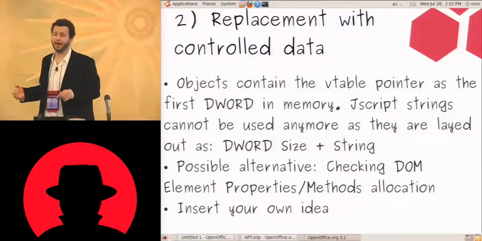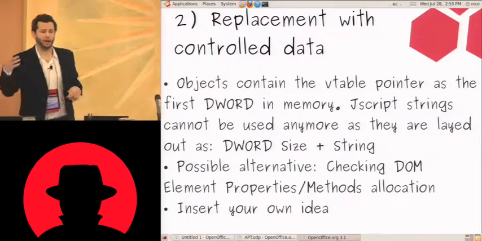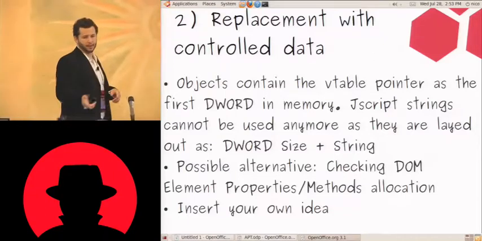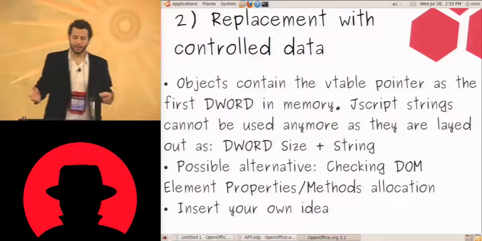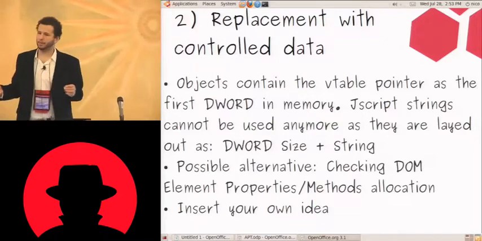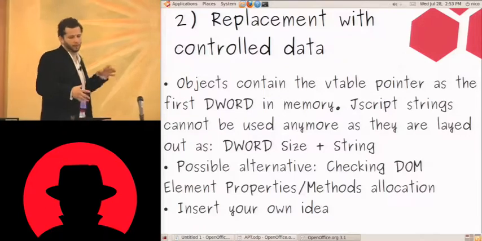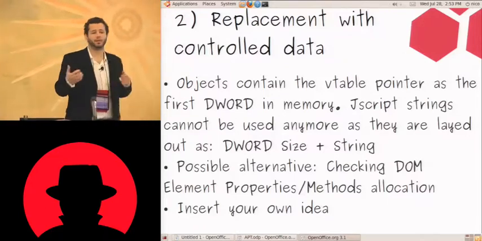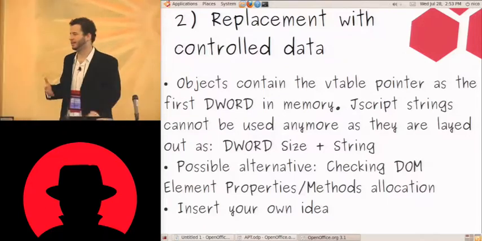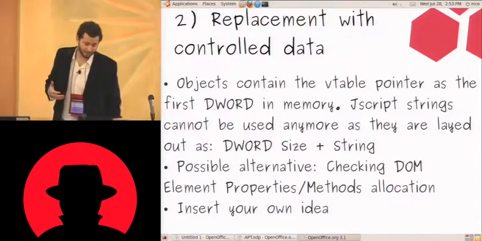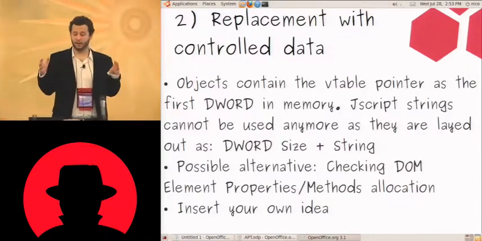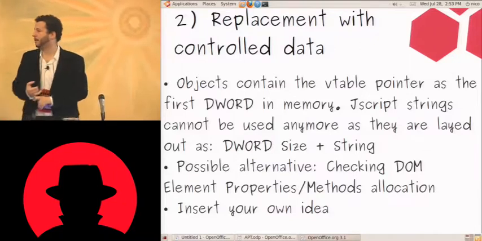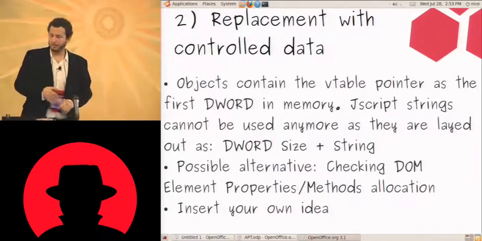The option was to find an alternative way to have complete control of the object or the allocation. And in our case, we try to keep everything related to one DLL, so we were planning to do everything with MSHTML DLL. And so basically, we target the element properties and methods. But there are many other ways.